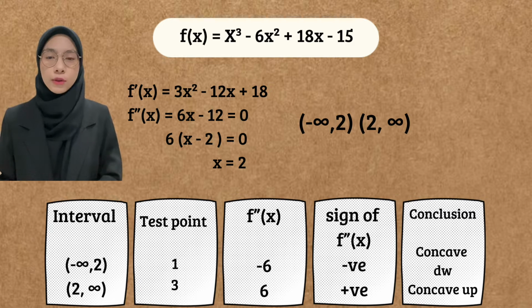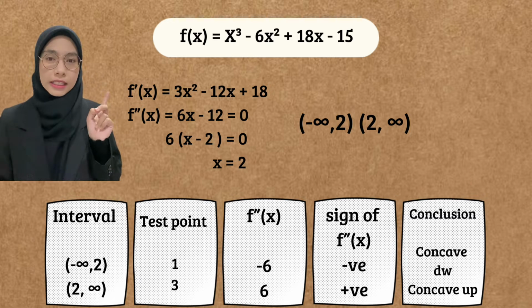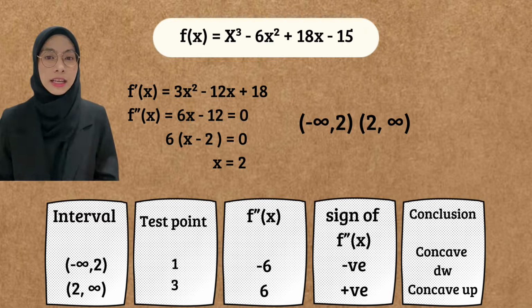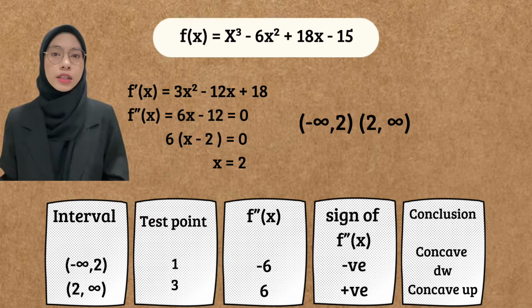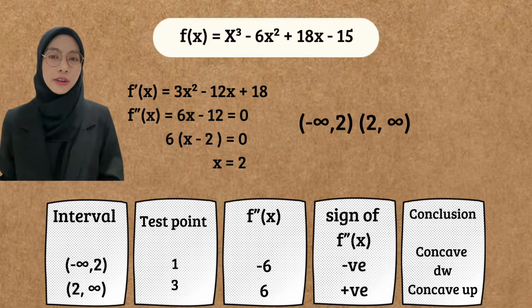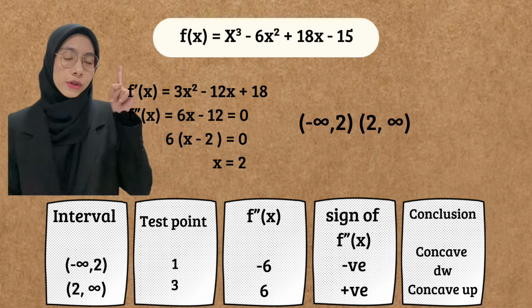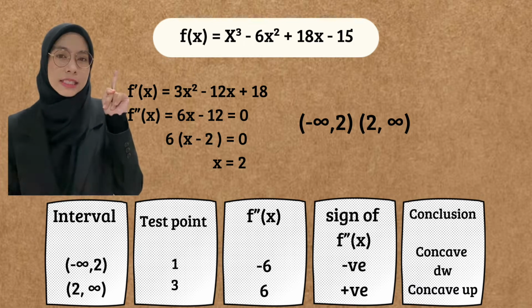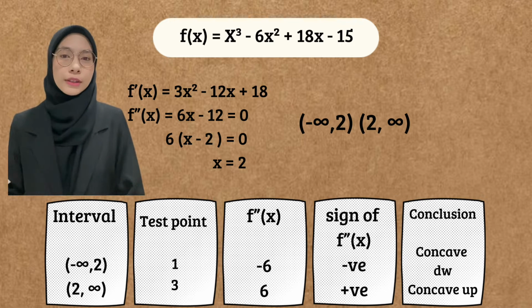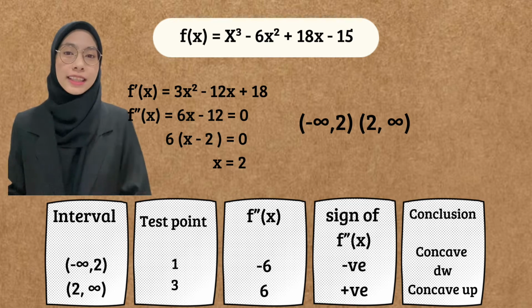So, first step, you need to find the first derivative, which is 3x squared minus 12x plus 18. After that, you differentiate the answer to find the second derivative, which is 6x minus 12. And then, let it equal to 0. You can see that the value of x is equal to 2. From that, you can get two intervals, which are first, negative infinity to 2, and second, 2 to infinity.